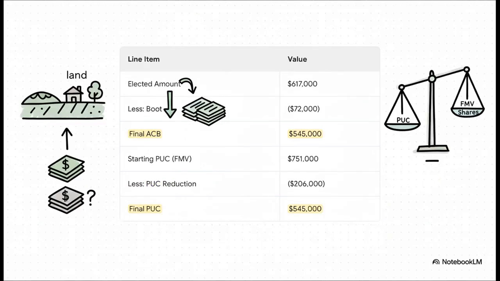Finally, let's look at a transfer of land. Here, the minimum elected amount is the cost of the land, $617,000. We subtract the boot of $72,000, which gives us a final ACB for the shares of $545,000. For the PUC, we start with the fair market value of the shares, $751,000. The required reduction is the difference between that starting PUC and the final ACB, which is $206,000. The result? A final PUC of $545,000, perfectly matching the ACB once again.